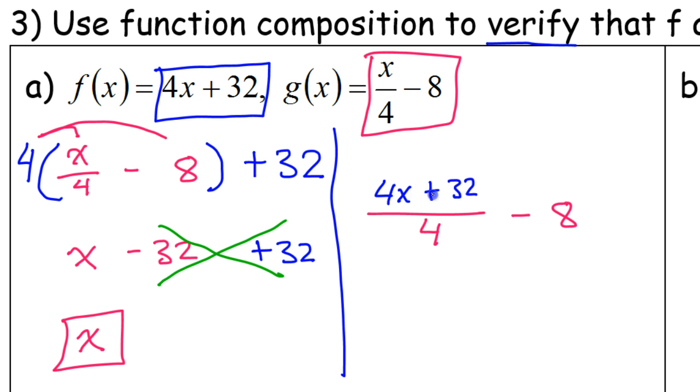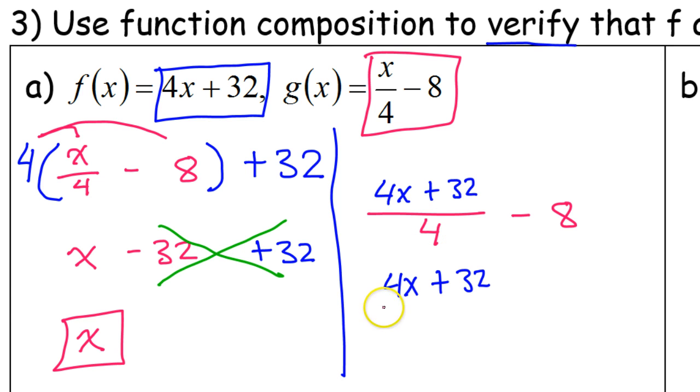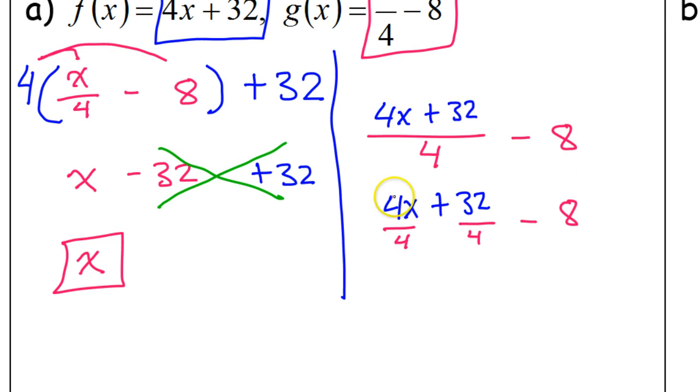Alright, now when you take a binomial and divide it by a number, I can take that number with which I am dividing and write it twice, once under each term. So look, here's my 4x plus 32 that I had a moment ago. But I'm going to take this 4 that I'm dividing with and split it up under each one, 4 and 4. Meanwhile, I still have this minus 8 that I just brought down. Now these 4's are going to cancel out.